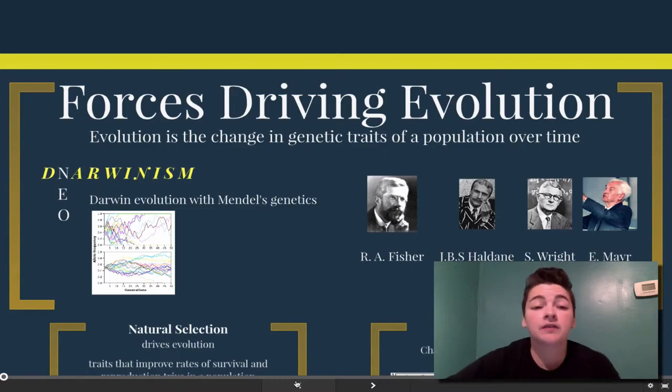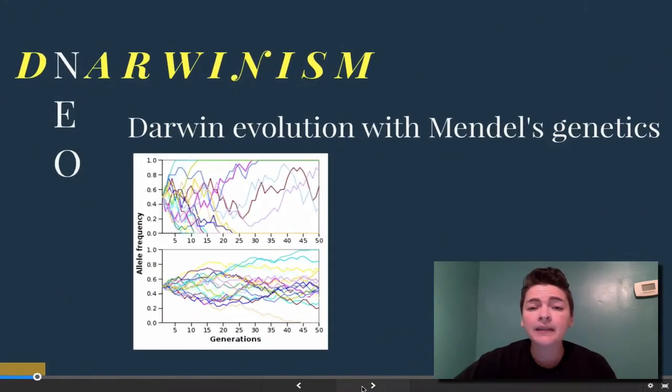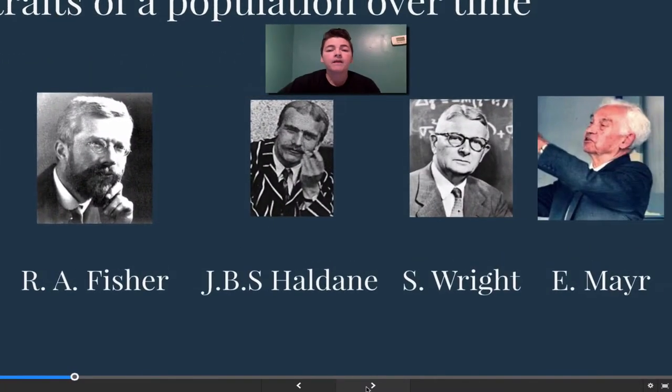Forces driving evolution. Evolution is defined as the change in genetic traits of a population over time. Neo-Darwinism is evolution since Darwin's time. So it includes Darwin's evolution with the added bonus of Mendel's genetics. These four men have had important ideas in evolutionary biology.